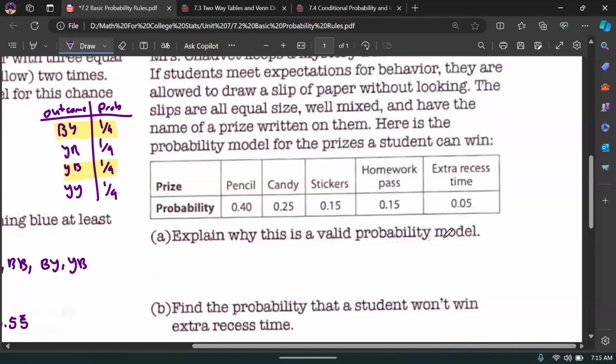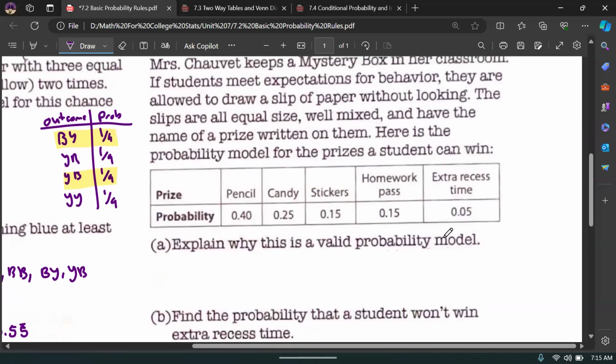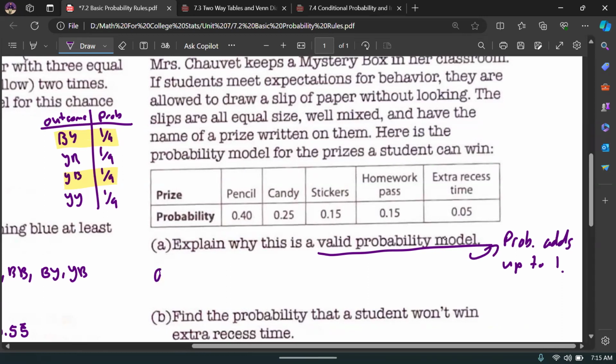Well, here's what we need to be a valid probability model. This means right here, we're looking for the probability to add up to 1. Probability should always be a total of 1. So if you add these all up, 0.40 plus 0.25 plus 0.15 plus 0.15 plus 0.05, guess what that equals? It equals 1. So that's why it's a valid probability model, because it equals 1.